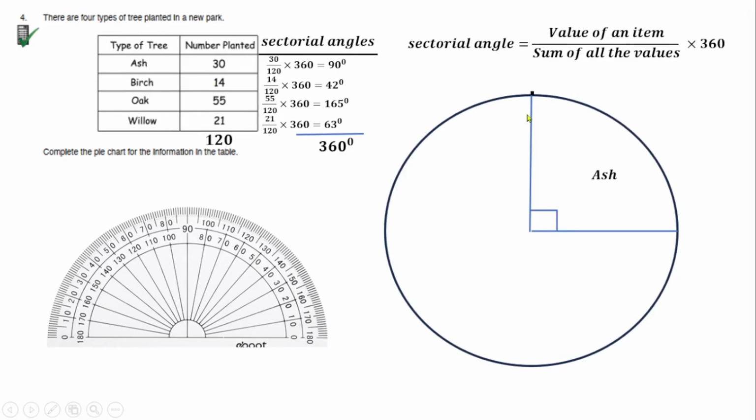Then for the next one now, this new radius that you have drawn will represent the starting point of the angle again. So that means you need to place your protractor on this straight line now, and you now read the next angle, which will be 42 degrees.